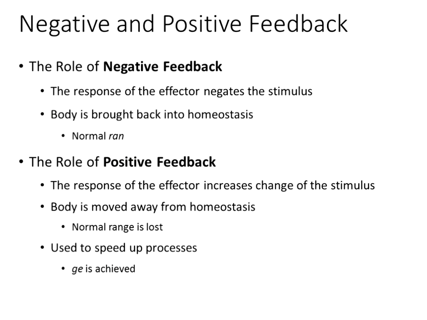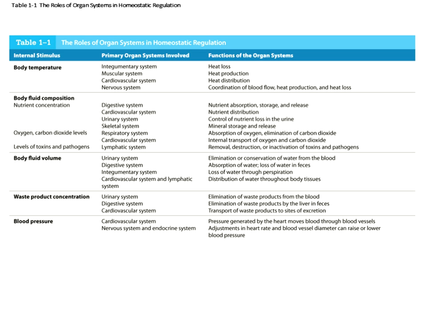Okay, most of your loops are negative. Temperature, water, hormone levels, and how much circulating hormone you have is because of, in many cases, a negative feedback loop.